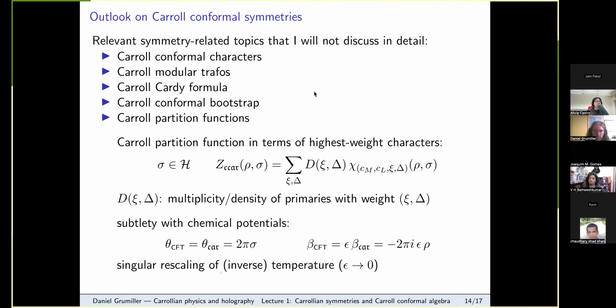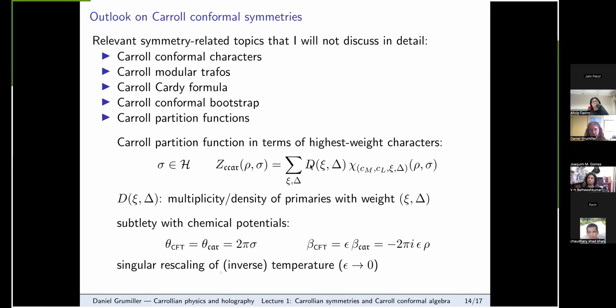I also want to make some remarks on Carroll partition functions. So Carroll partition functions are one of the main reasons why it's useful to work with these Carroll conformal characters, because you can express a Carrollian partition function in the grand canonical ensemble. So rho and sigma are chemical potentials, which you can interpret as modular parameters. And you can express this partition function as a sum over all the allowed Carroll conformal weights, xi and delta, of your primaries in your system.